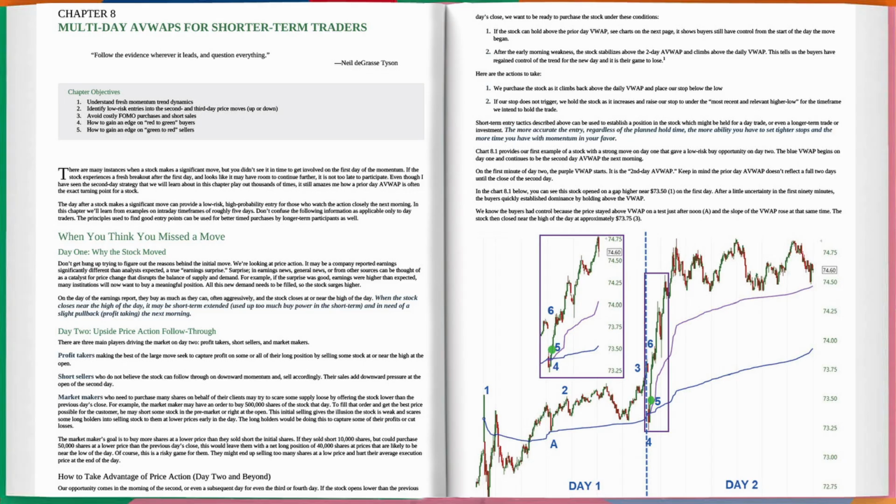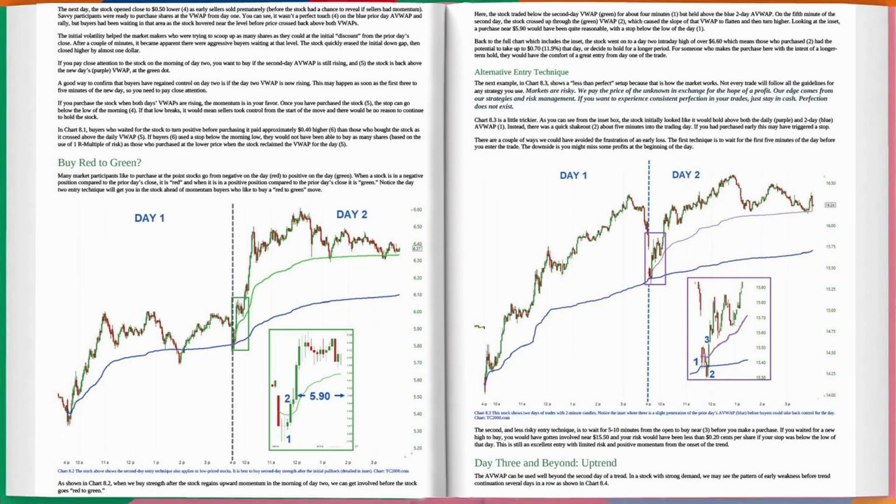In the chart 8.1 below, you can see this stock opened on a gap higher near $73.50 on the first day. After a little uncertainty in the first 90 minutes, the buyers quickly established dominance by holding above the VWAP. We know the buyers had control because the price stayed above VWAP on a test just after noon, and the slope of the VWAP rose at that same time. The stock then closed near the high of the day at approximately $73.75.